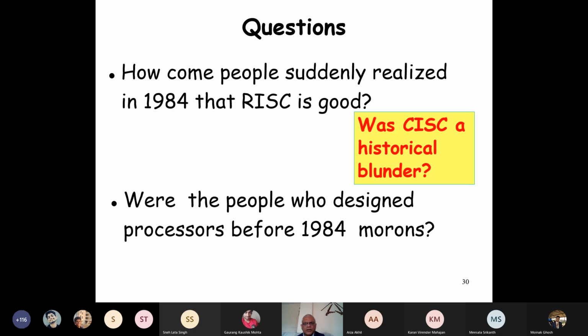But then how come in 1984, suddenly they said that what you have been doing till now is bad and RISC is good? Is it that those who designed processors before 1984 were all morons, idiots who didn't know how to design a processor? They designed the CISC processor. Or is it that CISC is a historical blunder?